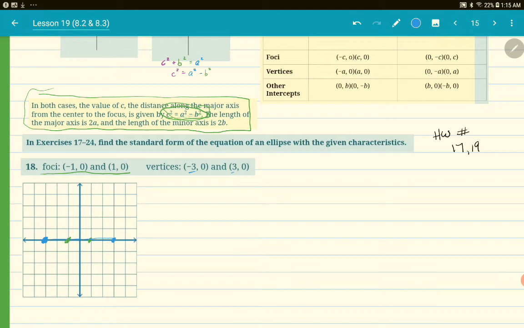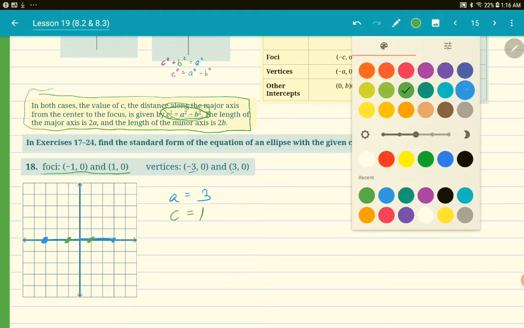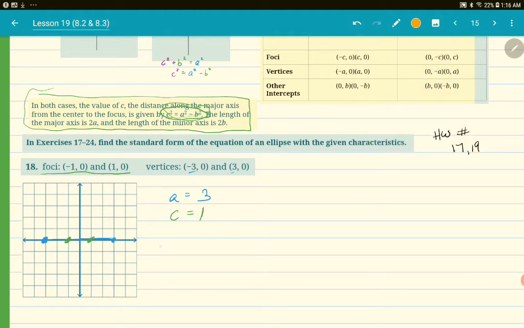So that means that A is equal to 3. This distance right here is 3. I know that's the major axis because it lies on the same line as the foci. And I also know that C equals 1 because the foci are at plus and minus 1. So I can get B using that equation above. C squared equals A squared minus B squared. I want to solve for B squared.